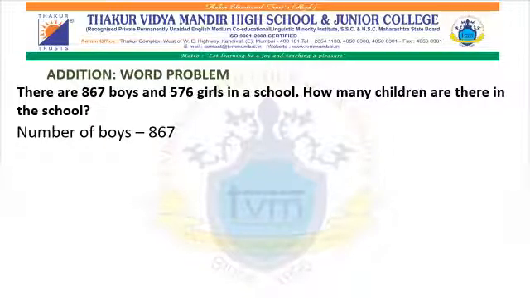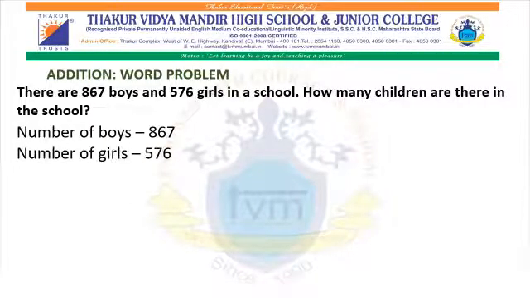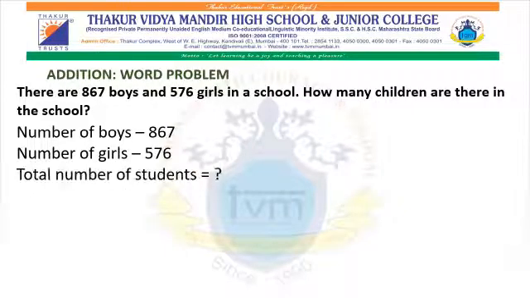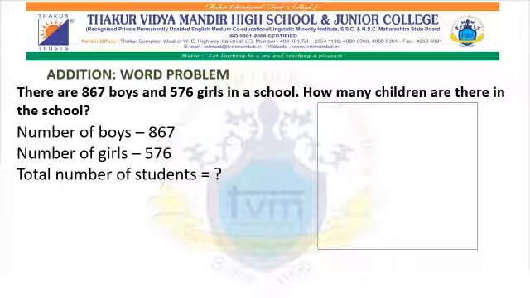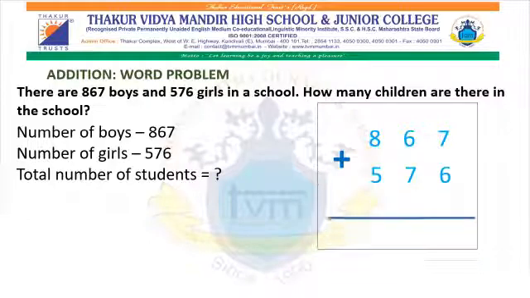Number of boys, 867. Number of girls, 576. Total number of students is equal to how many? Now here we will create a box. We will write the first number, that is 867 plus 576. Now let's add the number and get the answer.